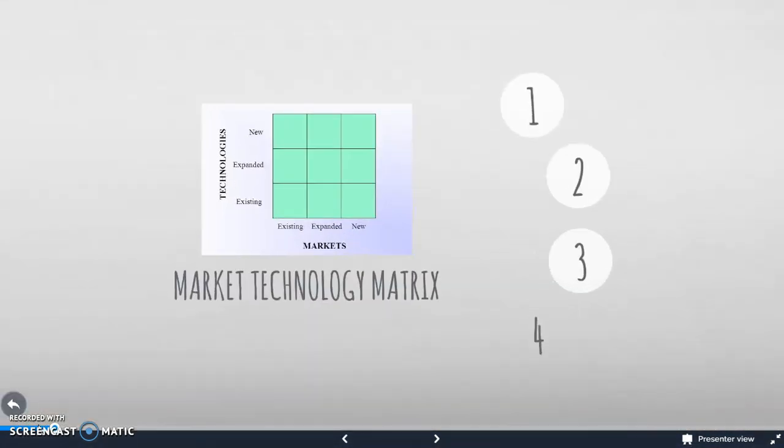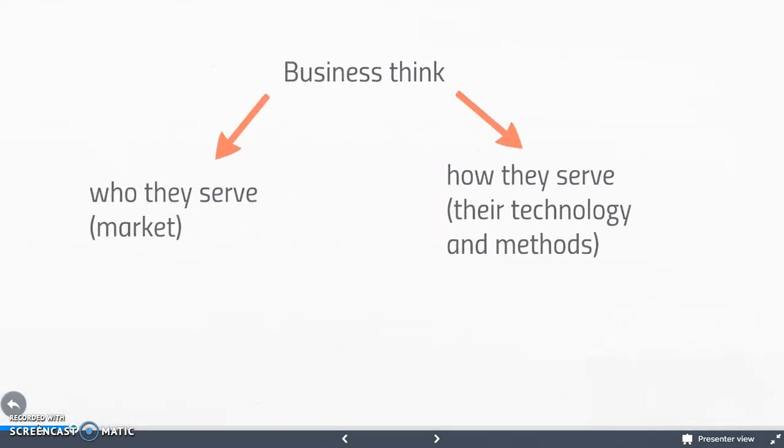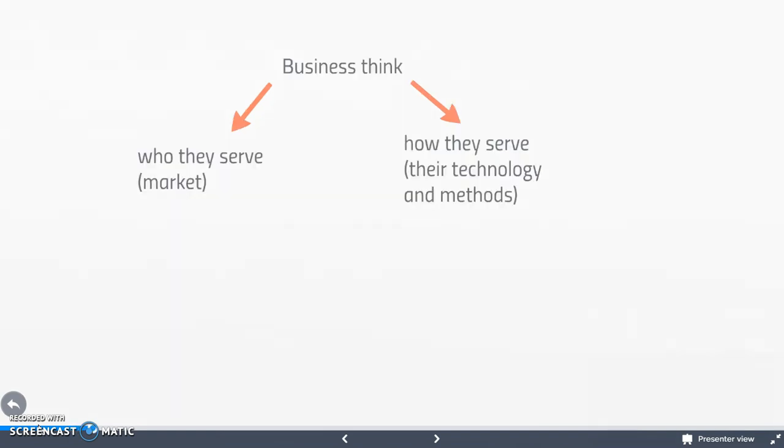First is the market technology metric. There are two business things. First, who they serve, which is the market, and second, how they serve, which is their technology and method. The MT metric is used to help establish policy for the next 3 to 5 years.